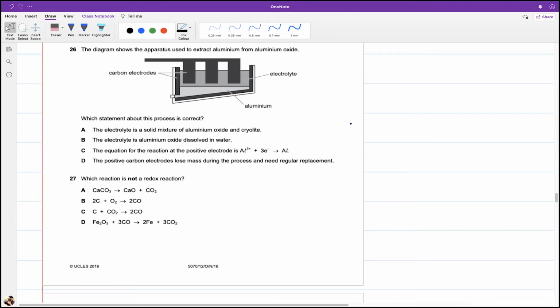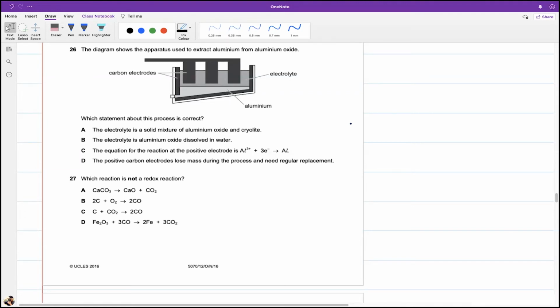So let's see. The electrolyte is a solid mixture of aluminum oxide and cryolite. Solid mixture नहीं हो सकता, mixed electrolytes have to be fluids. The electrolyte is aluminum oxide dissolved in water. No, there is no water involved. The equation for the reaction at positive electrode पे anions आते हैं. ये aluminium की reaction वहाँ पे बता रहा है, वो नहीं हो सकता.